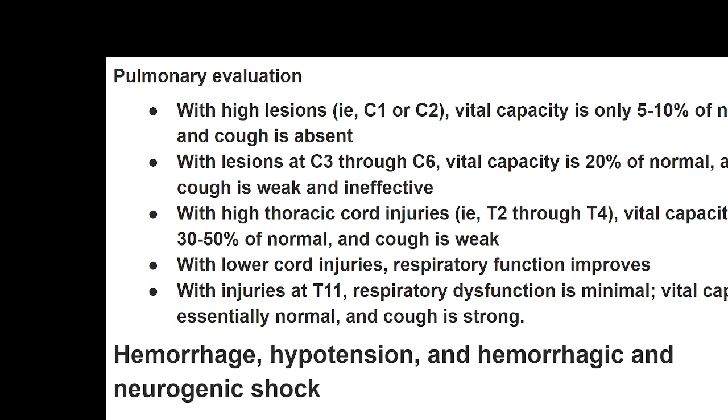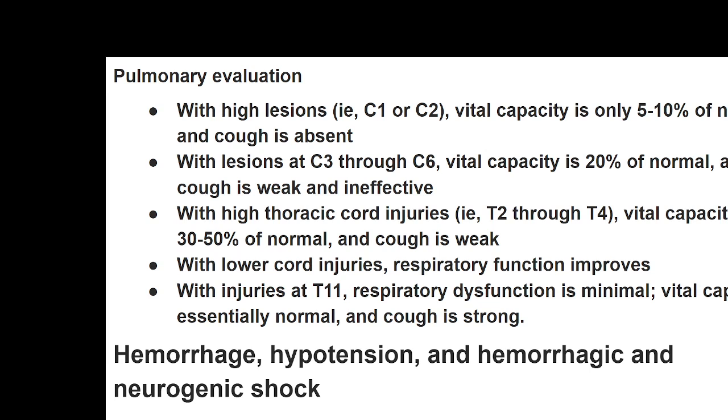You have to confirm whether the patient's respiratory system is capable of surviving on its own, or whether it requires some interventions immediately. Usually, with high lesions like cervical 1 or 2, the vital capacity could be as low as 5 to 10%, and the cough may be absent, and that's a very high risk condition. When the patient is not able to cough and the vital capacity is much lower, the risk is very high, and immediate management is required.